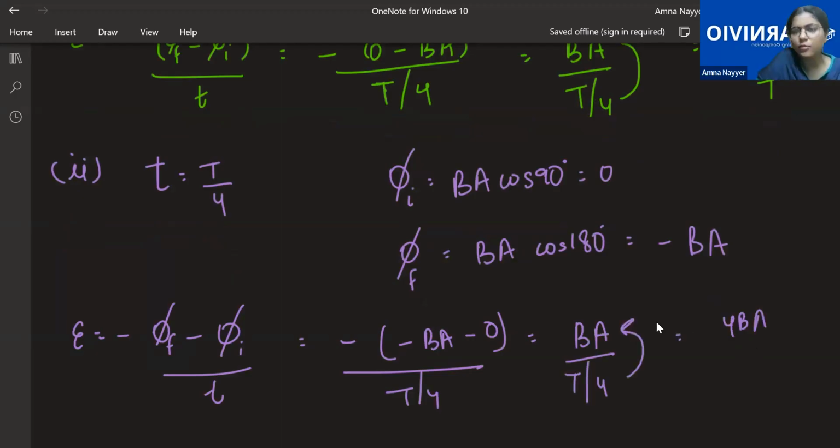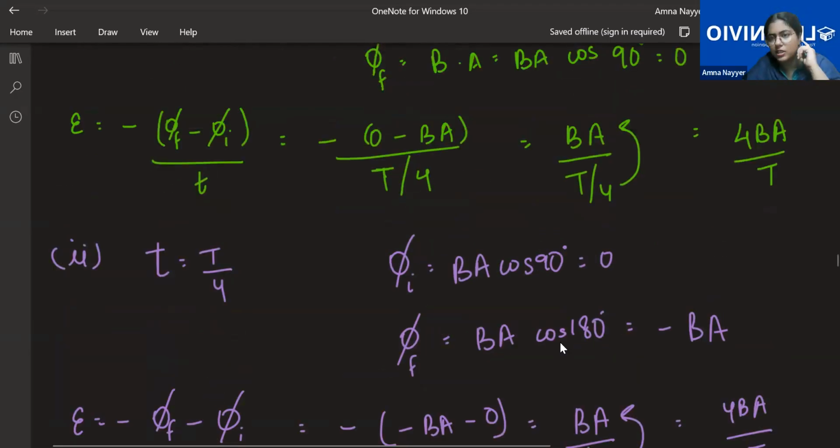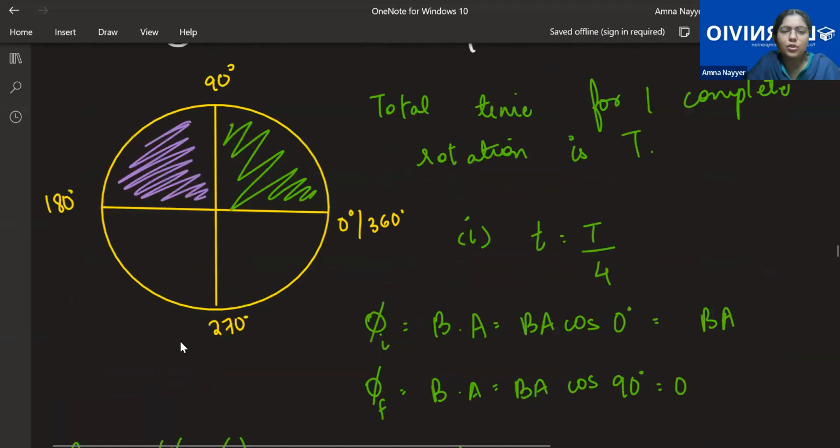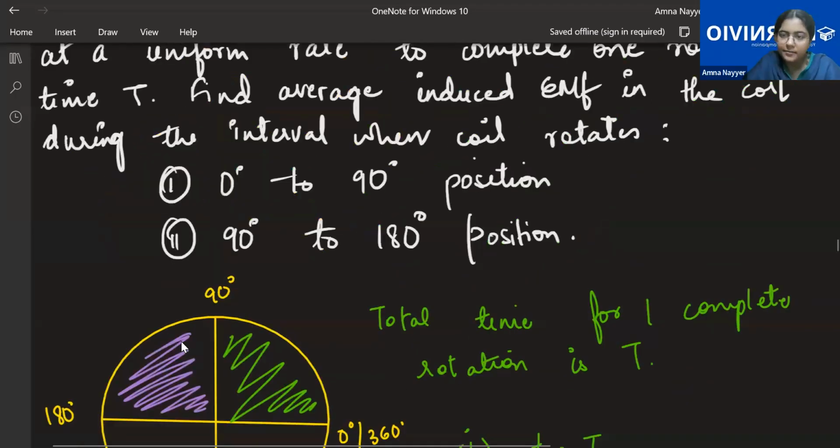But this is not fixed, that you will always get 4BA by T. In these two parts it was coming because the time was also not changing. If you change it from 0 to 270 or anything, the answer will change.